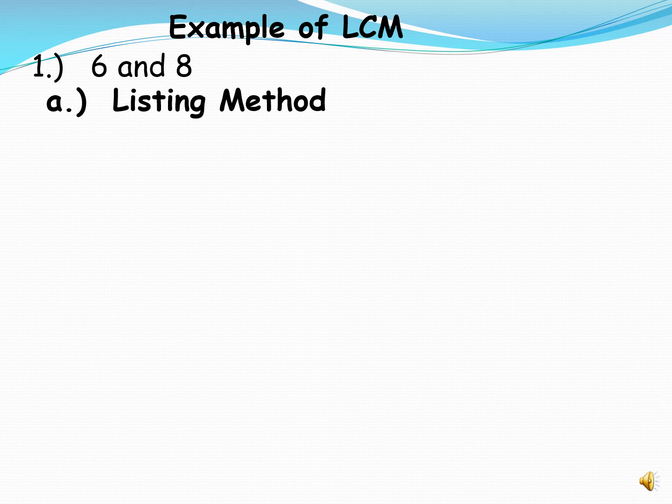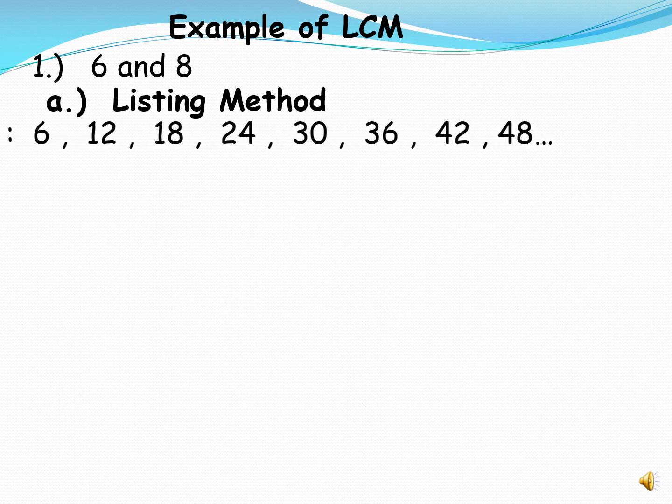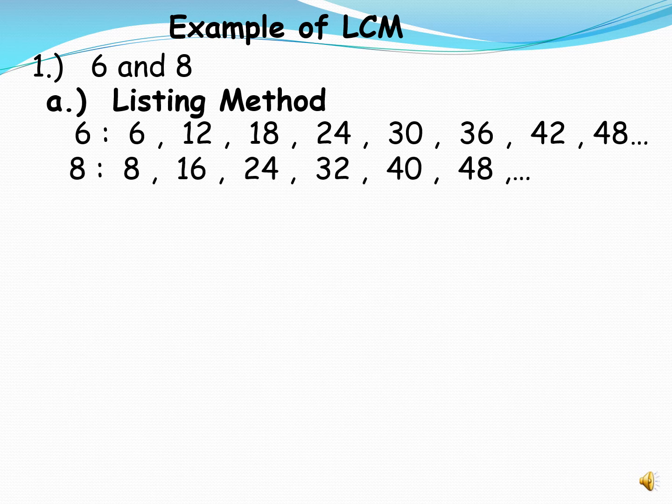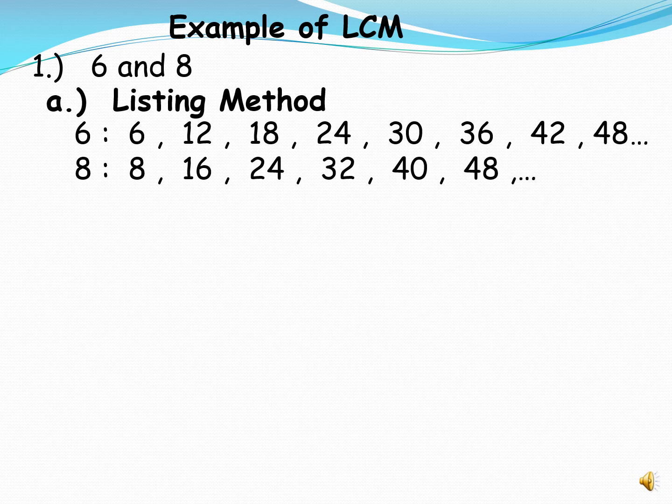Example of finding the least common multiple or LCM. Number 1, 6 and 8. Using the listing method, we're going to list down the multiples of 6. So we have 6, 12, 18, 24, 30, 36, 42, 48, and so on with the multiples of 6. Multiples of 8, we have 8, 16, 24, 32, 40, 48, and so on with the multiples of 8.